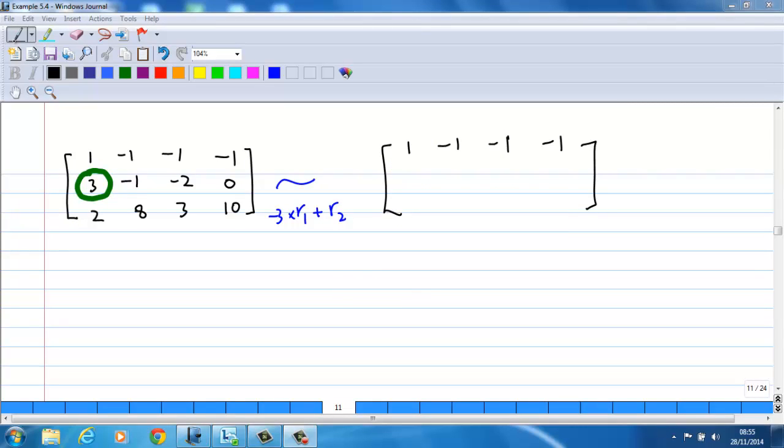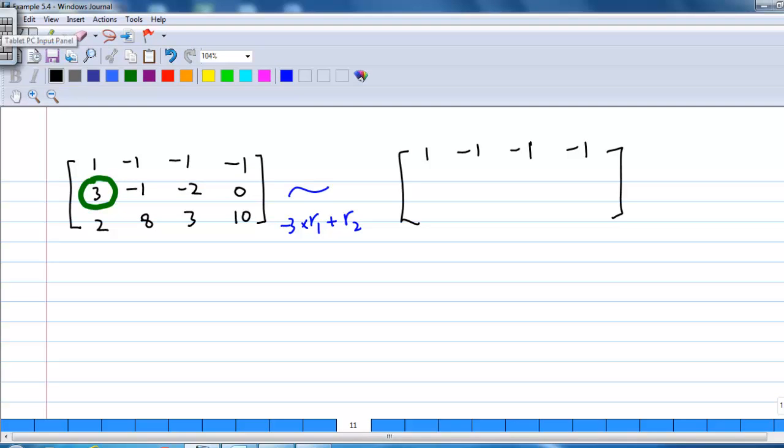Let's create a 0 in the second row, first column. You can achieve that by using the first row times minus 3 added to the second row. Then the new second row becomes 1 times minus 3 plus 3, you get 0. Minus 1 times minus 3 is 3, 3 minus 1 is 2. Minus 1 times minus 3 is 3, 3 minus 2 is 1. Minus 1 times minus 3 is 3, 3 plus 0 is 3.